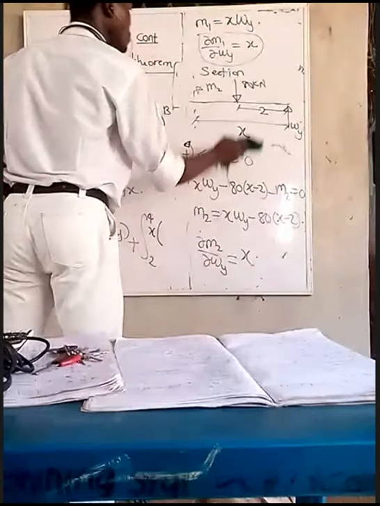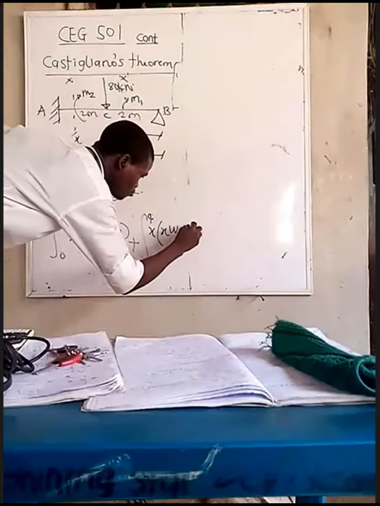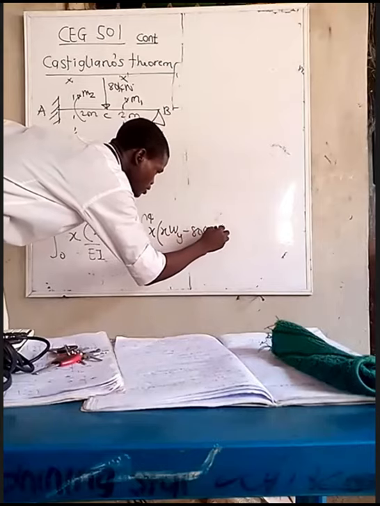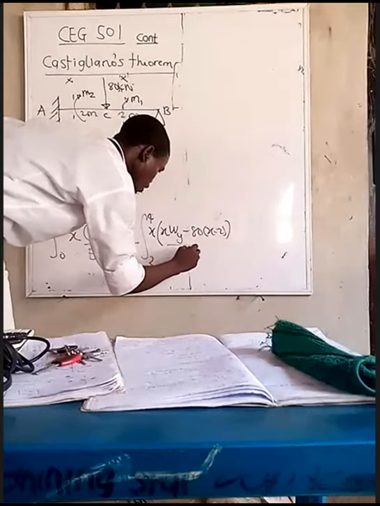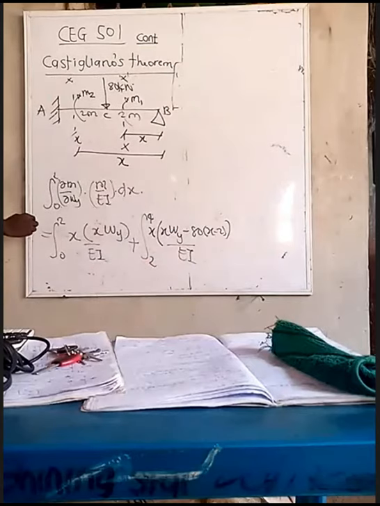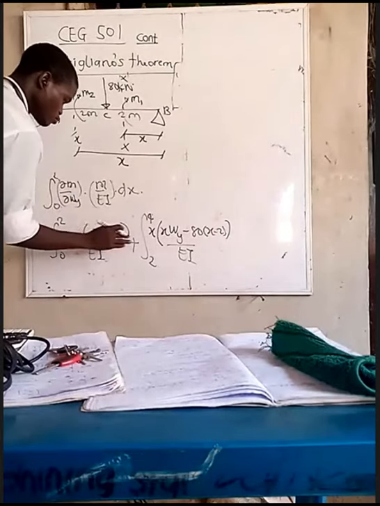I want to clean this. I believe I'm permitted to do so. Yes, sir. So XWY minus 80 into bracket X minus 2 over EI. Don't forget to be equal to 0. So let's integrate. Now, I told you that you replace WY with R. So you can do that now.